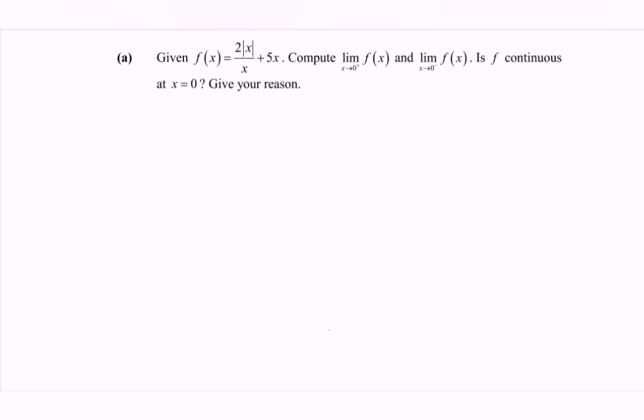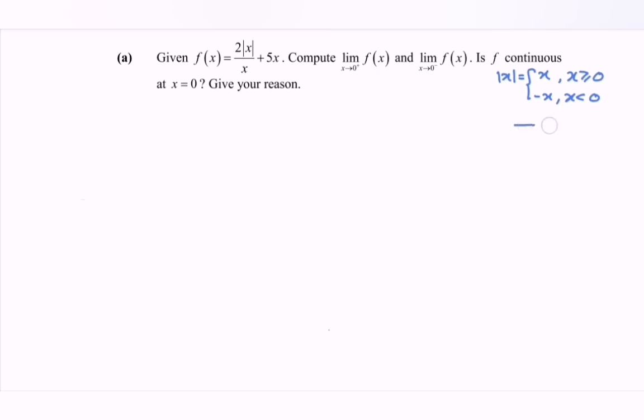Hello everyone, in this video I'm going to discuss the example for limits and continuity. Given we have the function f(x) = 2|x|/x + 5x. So here we have the modulus of x. Kindly define the situation: we have x greater than or equal to 0, and negative x for x less than 0. So that is the definition.